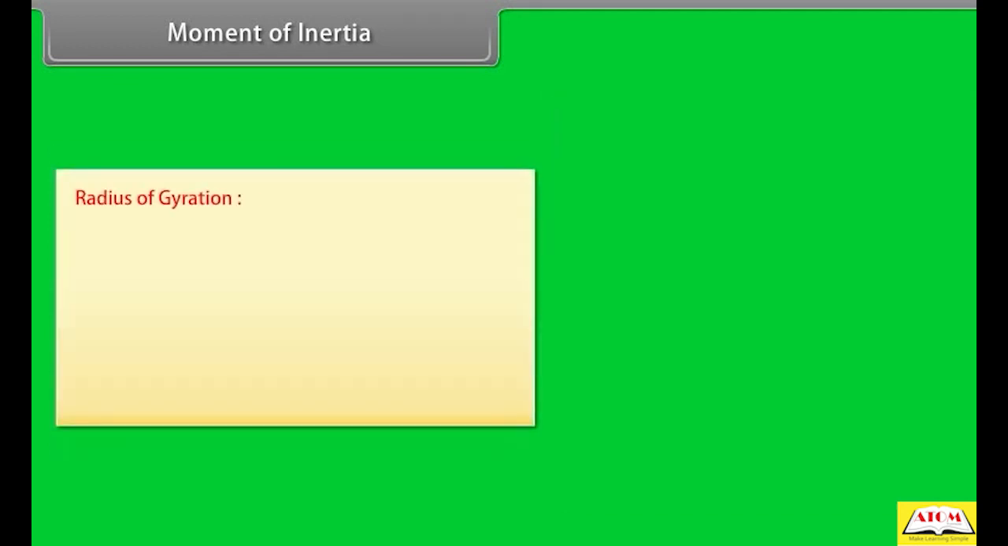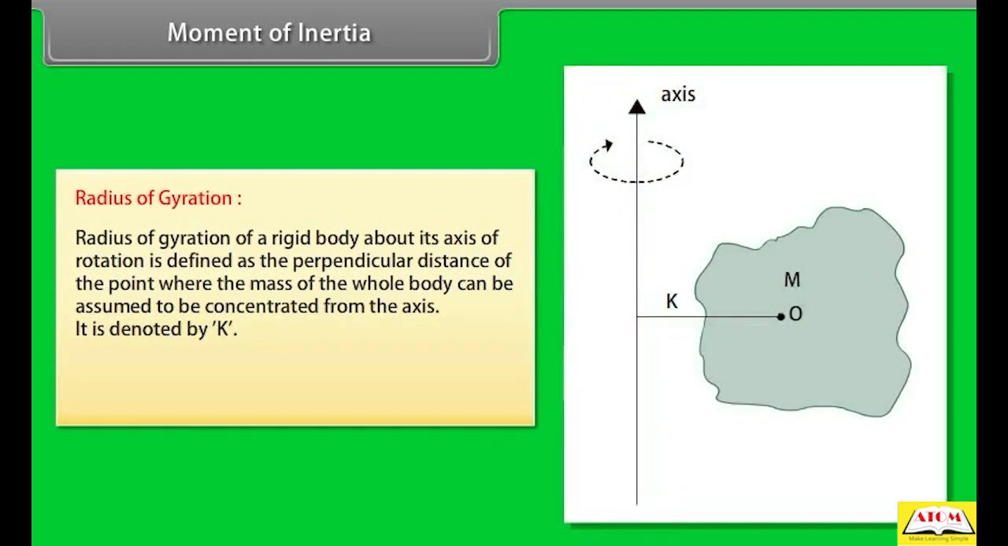Radius of gyration of a rigid body about its axis of rotation is defined as the perpendicular distance of the point from the axis where the mass of the whole body can be assumed to be concentrated. It is denoted by K. Its expression is given by I equals m k square, which is equal to summation from i equals 1 to n of the product of mi and ri square.